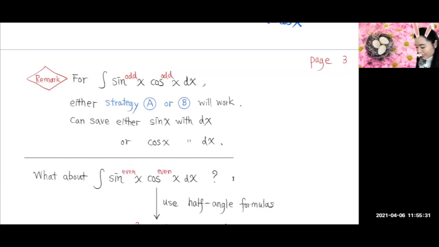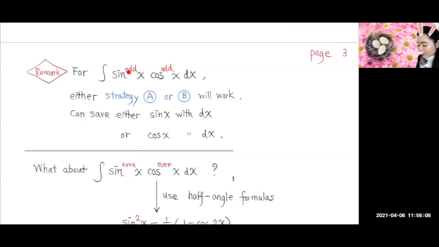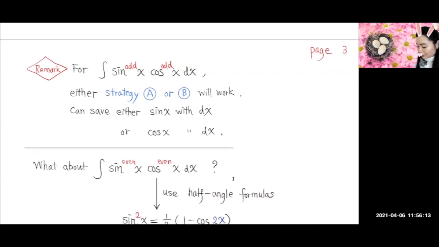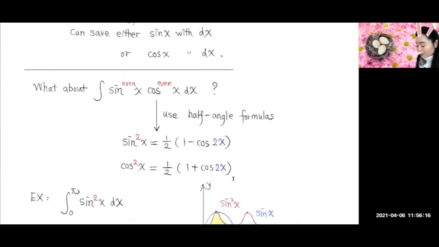Now some people will ask, what happens when the exponents on sine x and cosine x are both odd? Then you can use either strategy A or strategy B. You can save one sine x together with dx, or you can save one cosine x together with the dx. Either one will work. The answers will be equivalent to each other. So every time you see the exponent on sine or cosine is odd, you think about saving one of them.